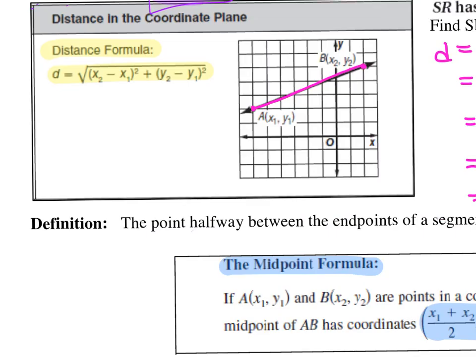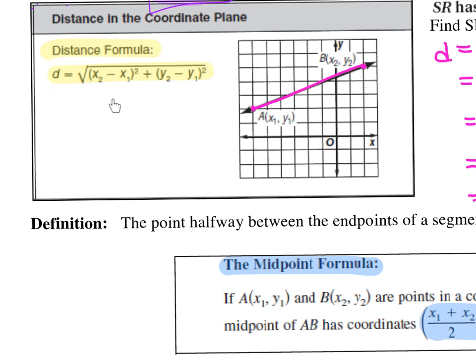The next concept is distance formula in the plane. This is not distance on a number line, this is distance in a 2D plane. So if you're given 2 ordered pairs, as you see in the picture here, x1, y1 is the first point, and x2, y2 is the coordinate pair for the second point, the distance formula is found in this way.